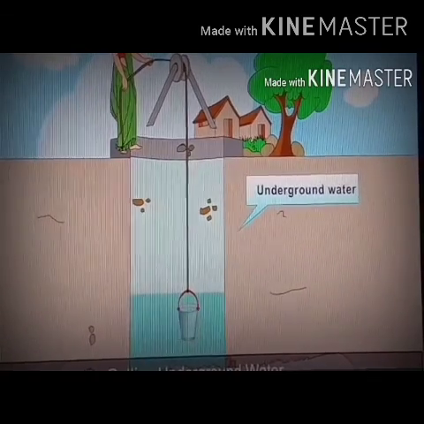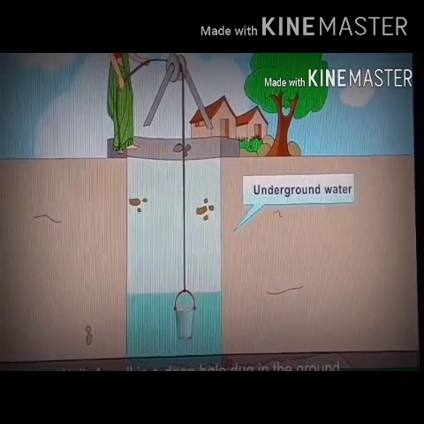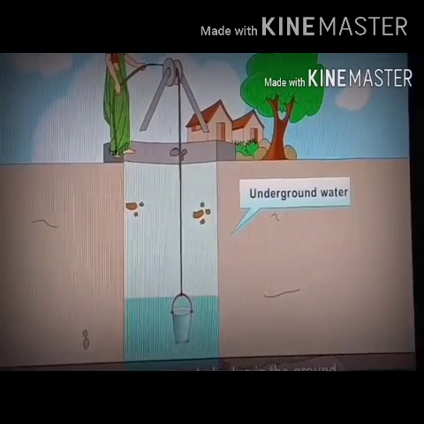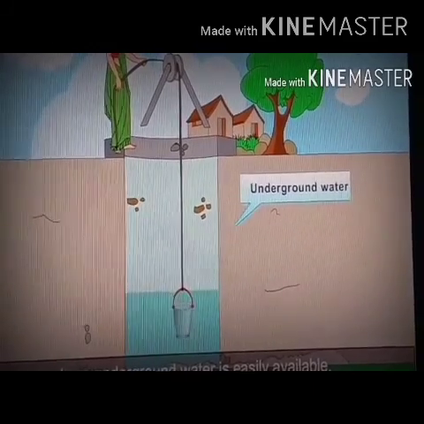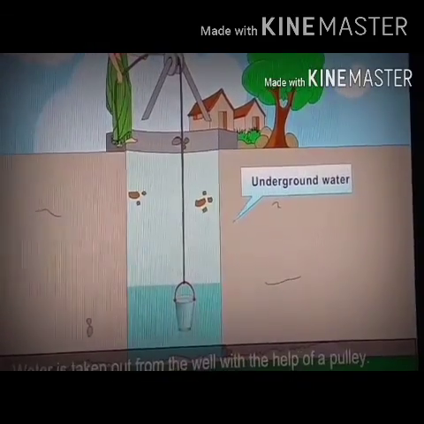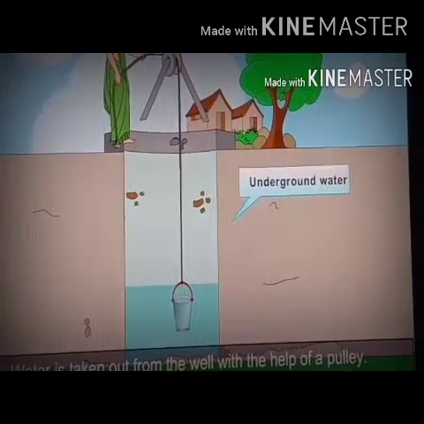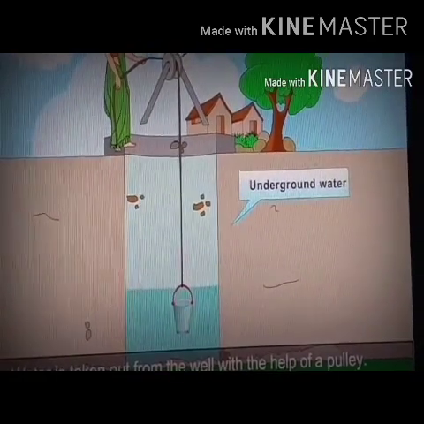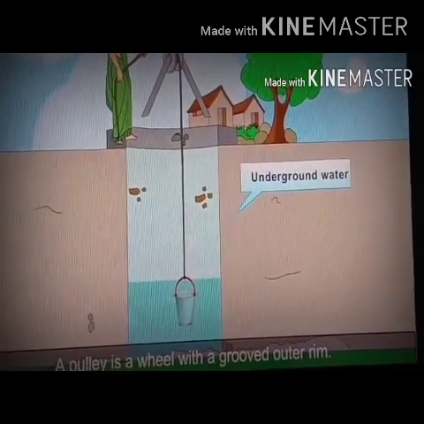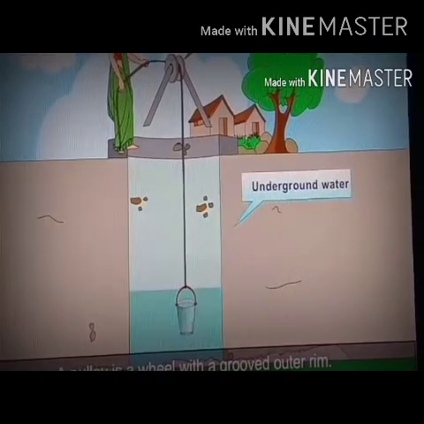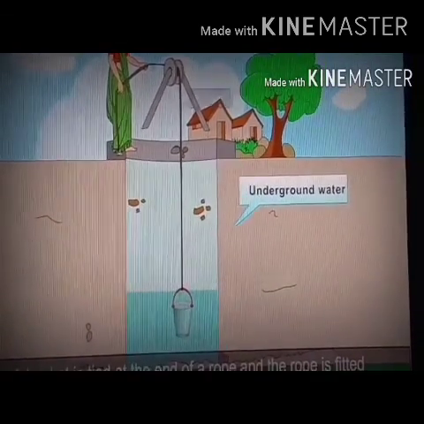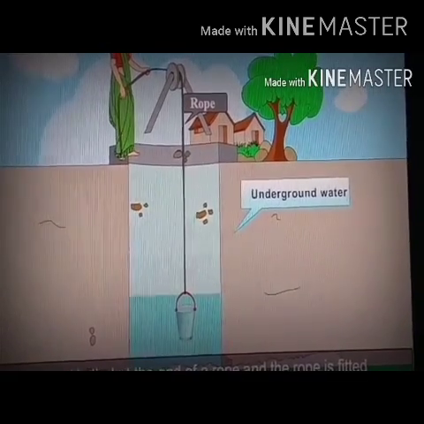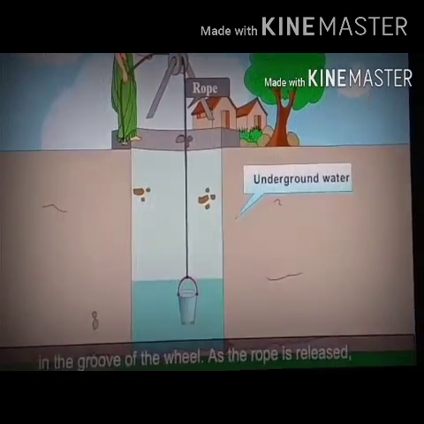So first of all, we will see the well. A well is a deep hole dug in the ground where underground water is easily available. Water is taken out from the well with the help of a pulley. A pulley is a wheel with a grooved outer rim. A bucket is tied to the end of a rope and the rope is fitted into the groove of the wheel.